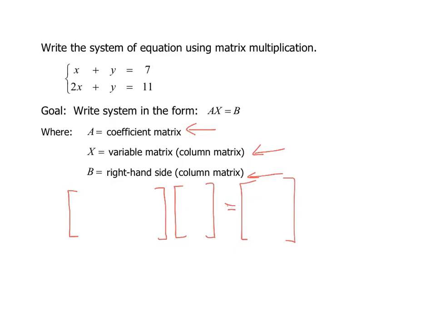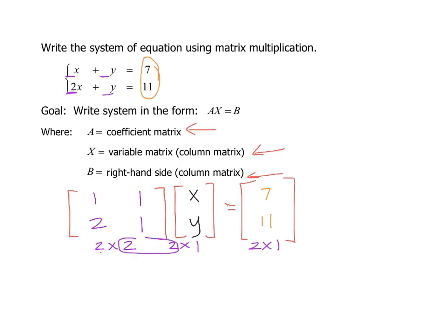Let's look at the right-hand side. That's really easy here. That's going to be 7 and 11. My variables in this problem are x and y, so that's going to be x and y. And then my coefficients are the numbers in front of our x and y. That's going to be 1, 1, and then 2, 1. If I multiplied this out, I would have a 2 by 2 matrix times a 2 by 1 matrix, and this is a 2 by 1 matrix. Notice that these numbers match. This is the size of my answer.